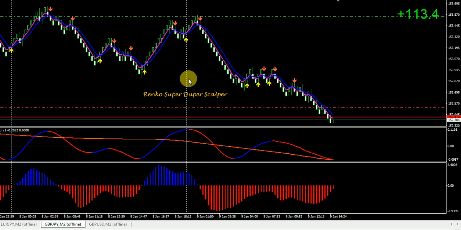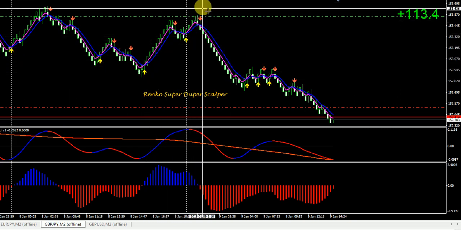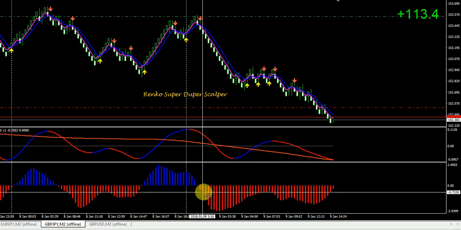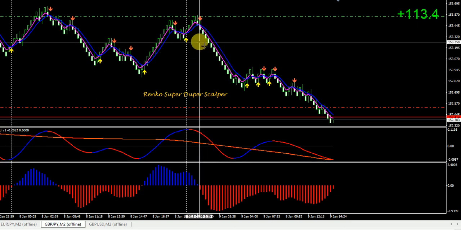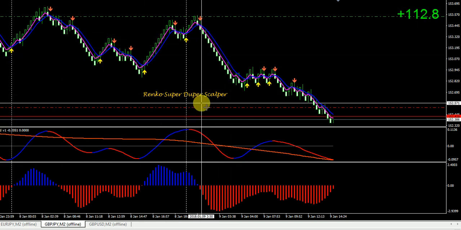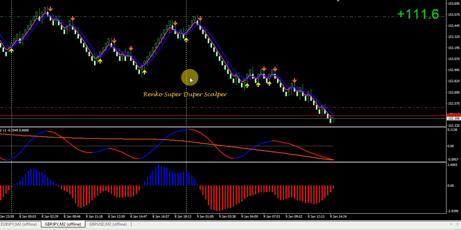Okay, so Renko Super Duper Scalper SOP or setup: first, you get this arrow here, and this line, right, and then the histogram at the bottom must be right to open a sell position. When this color matches, you can enter sell here. Sell here, stop loss at the previous high. Okay, for scalping, take profit 10 pips, or if you want to get more, please make sure you secure your profit.